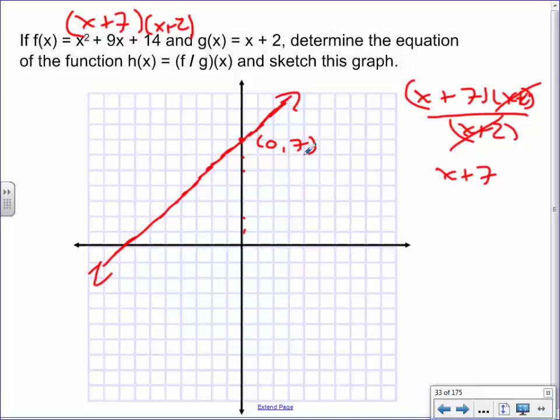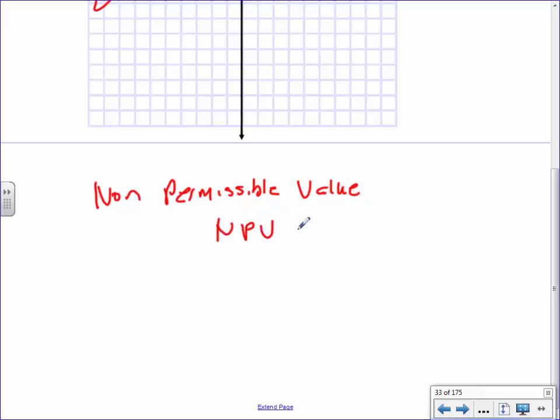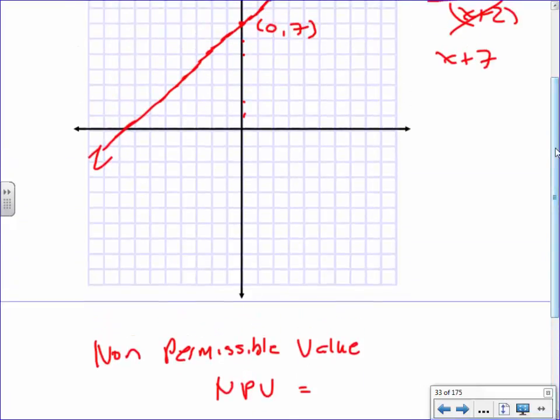You know how you can't have the bottom of a fraction be 0? We have a name for that. We call it a non-permissible value. Have I used that word before with you guys? Okay, let's write this out down here. Non-permissible value. I don't think I really need to define it because doesn't the word kind of make sense? It's a value you cannot use. We usually abbreviate it to MPV. What is the one value that you cannot use in your domain?